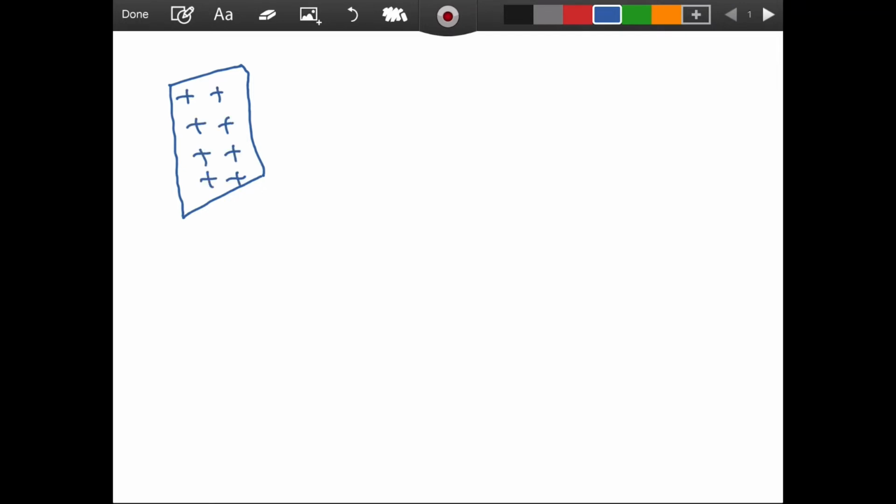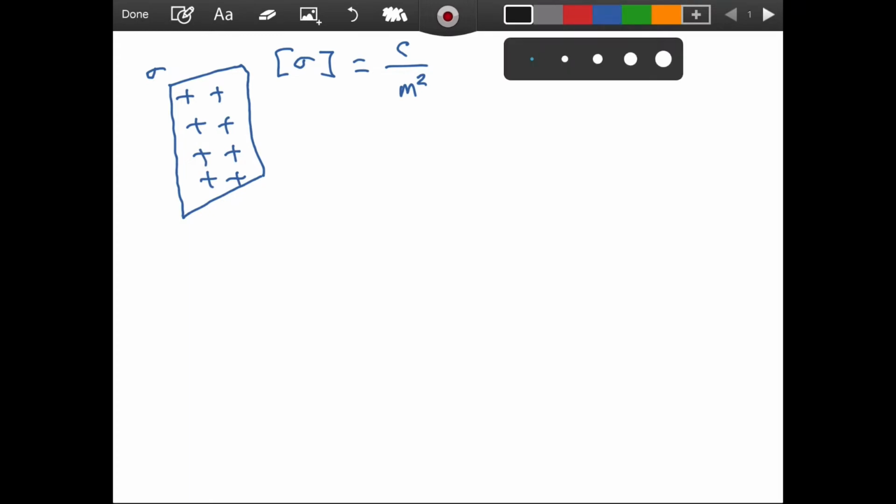And it has a charge density that we call sigma. And the unit of sigma, and I denote the unit by putting brackets like this around sigma, is coulombs per square meter. So, if we are interested in finding the electric field, let's say at this point, what is the electric field here?